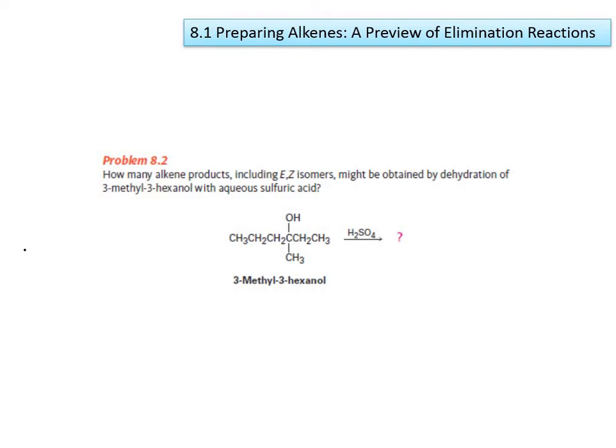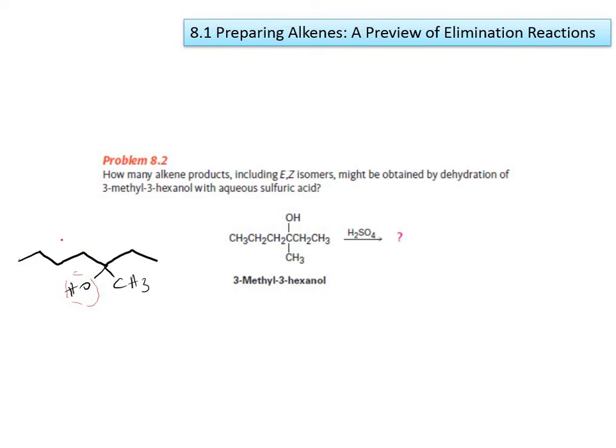Let's see. So we have here 1, 2, 3, 4, 5, 6 carbons, and here we have 1, 2, 3. At the third carbon we have an OH, and also at the third carbon we have a CH3 group. So the rule for a dehydration reaction, you have to lose the hydroxy group on the carbon, and on one of the neighboring carbons you have to lose a hydrogen, and generate or produce a carbon-carbon double bond.